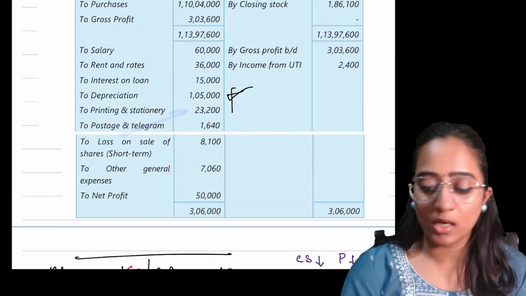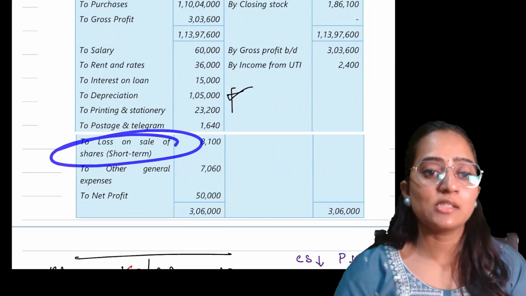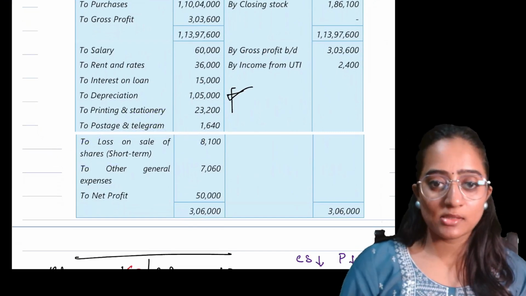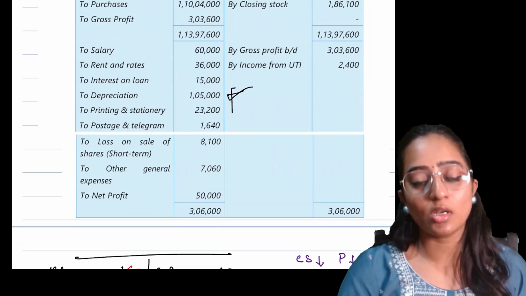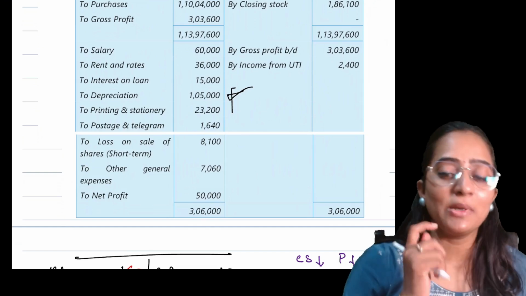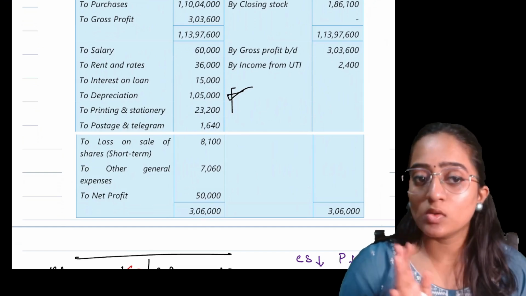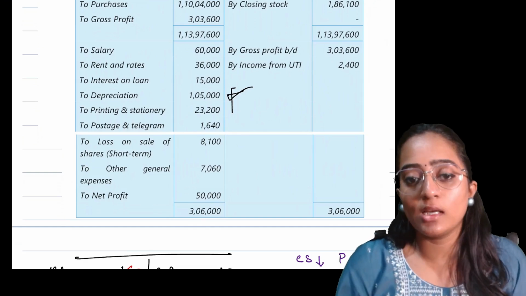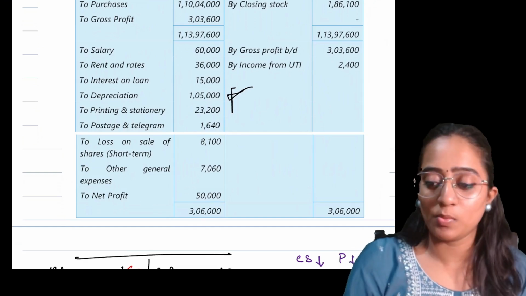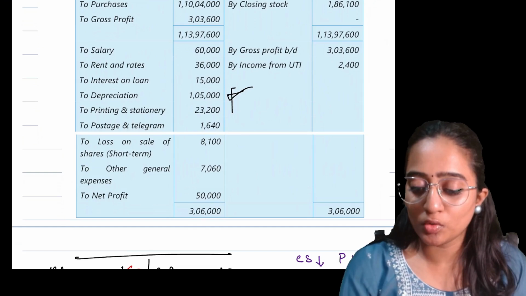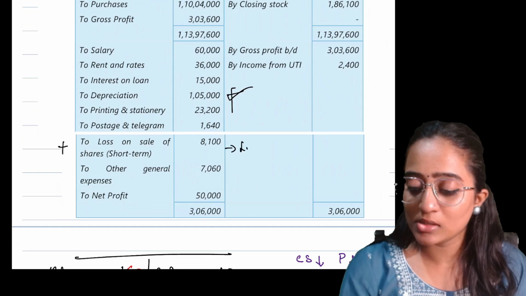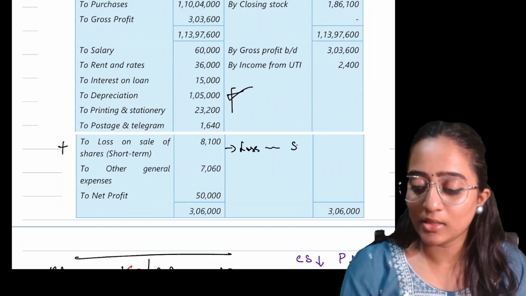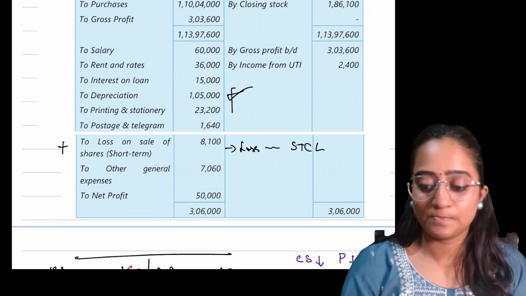Postage and telegram allowed. Loss on sale of shares, remember, if you're getting a loss on sale of shares, that will be allowed as a short-term capital loss under your capital gains head. It is not considered as income or as expenses in PGBP. So what you're going to do, you're going to disallow it under your PGBP and record it as short-term capital loss.